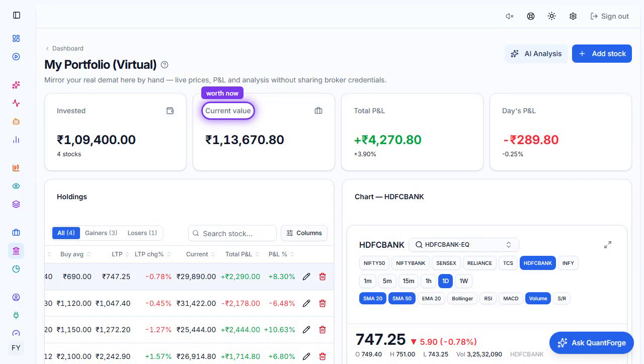Day P&L can be negative while total is positive? Very often. You may be up 30% over 2 years and down 0.5% today. Both are true. One is your investment, the other is just today's weather. One honest detail: if some holdings could not be priced, the totals only count the ones that could. The page tells you how many were priced, so you always know what the number covers.